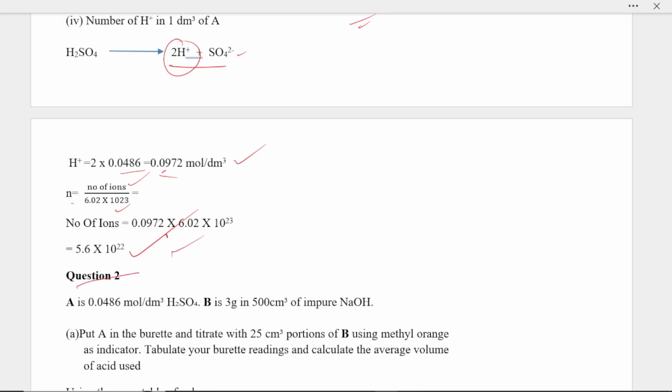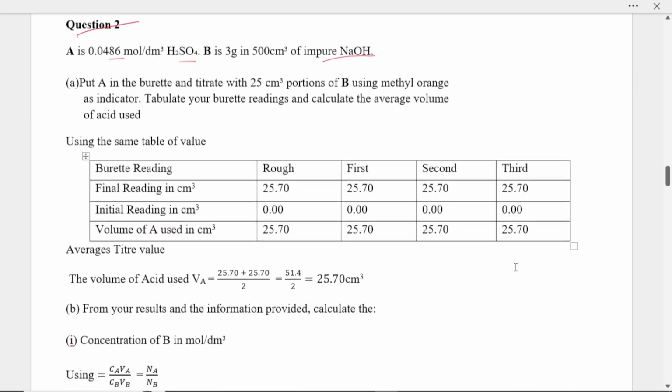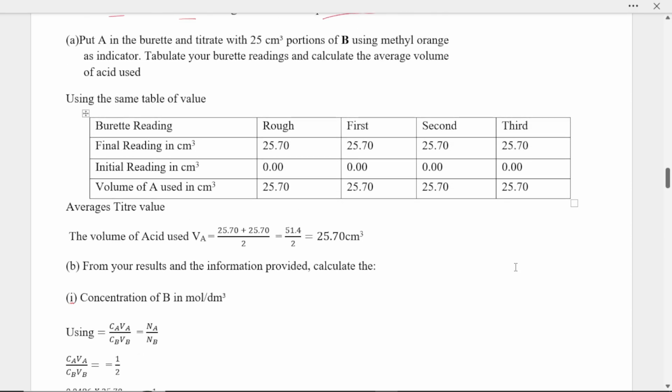A is 0.0486 mole per dm³ of H2SO4. B is 3 gram in 500 cm³ of impure sodium hydroxide. When you hear impure, it definitely shows that they are coming up with a calculation of impurity or purity. So let's just see what the question looks like. I told you I'm going to be using the same table of values, so we don't need to go through all of that again. You can see there. All right, let's move forward.